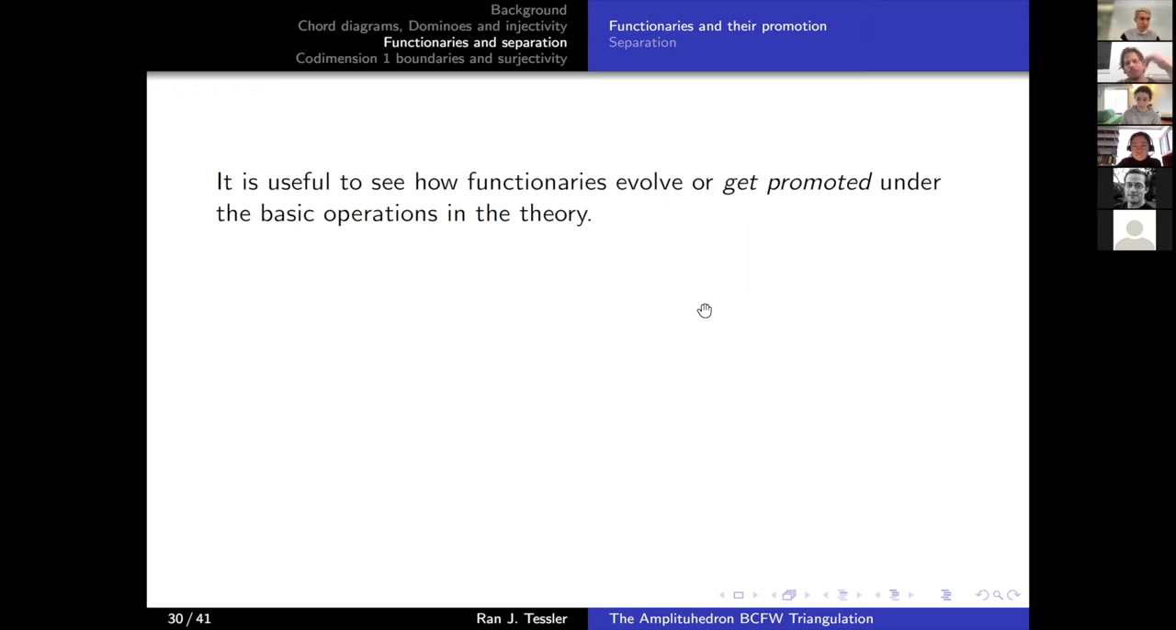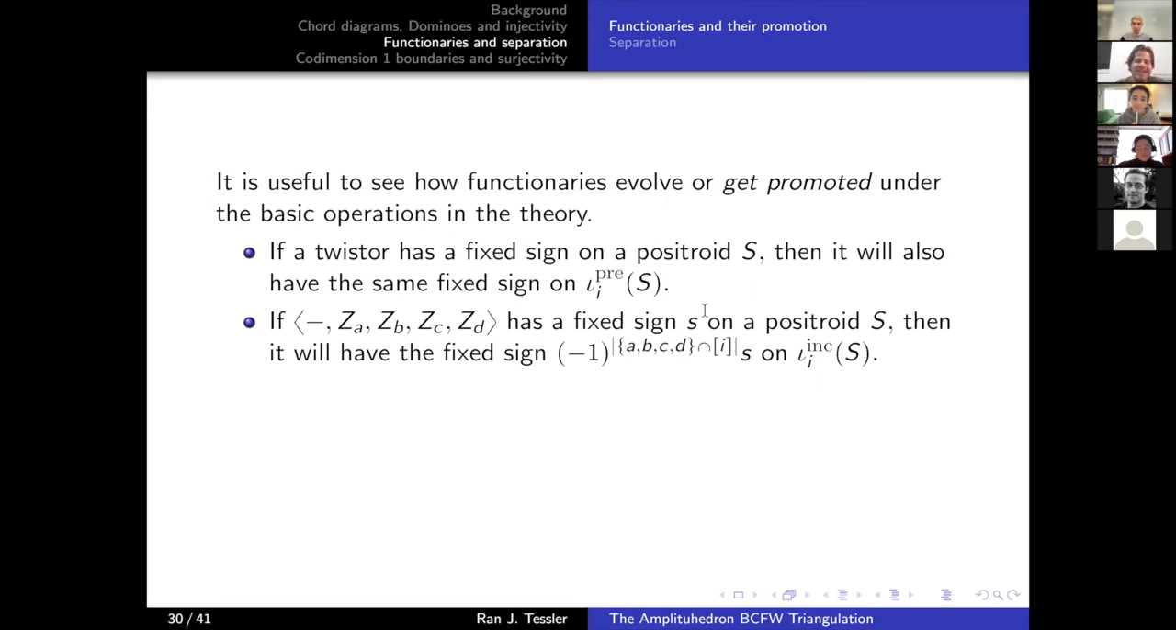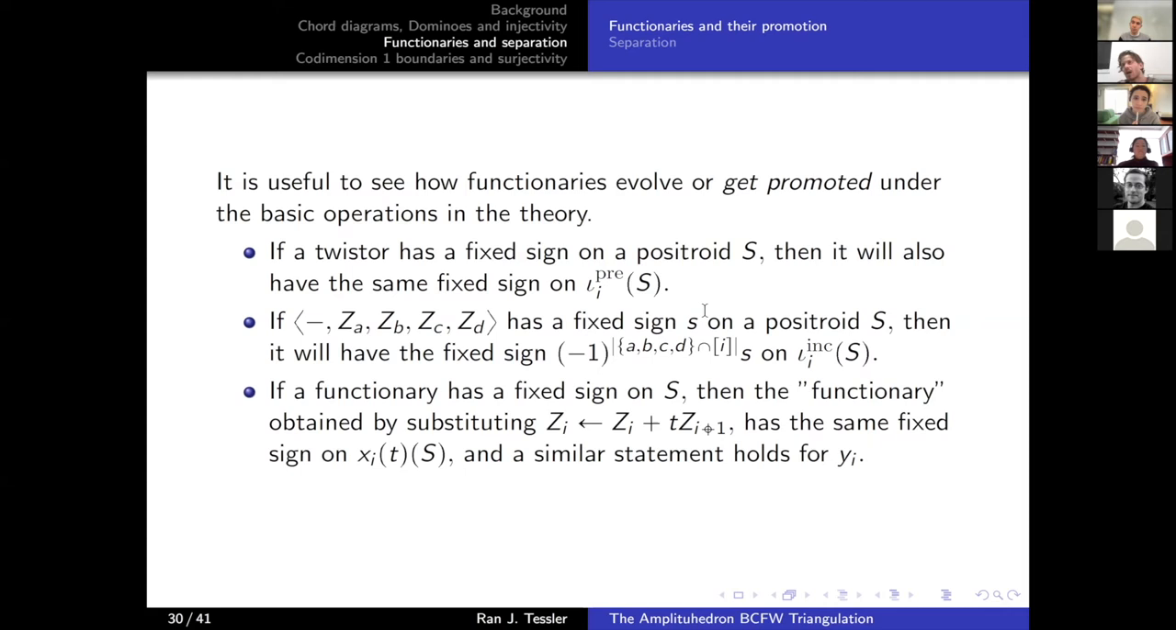So you know what? These two slides are a bit more technical. Maybe I will jump over them and go to examples. Of course, if someone would like to see them later, then I will go back to them. I will just say what I will not say. The content of the next two slides is to explain how we can control functionaries, and in particular how they are promoted under the basic operations of the theory. As I said, there are four basic operations: pre I, inc I, x I, and y I.